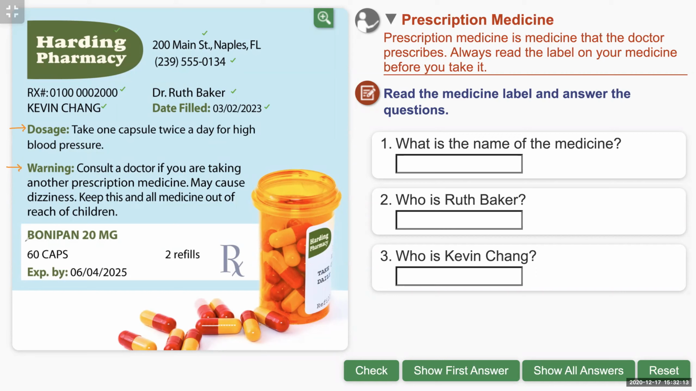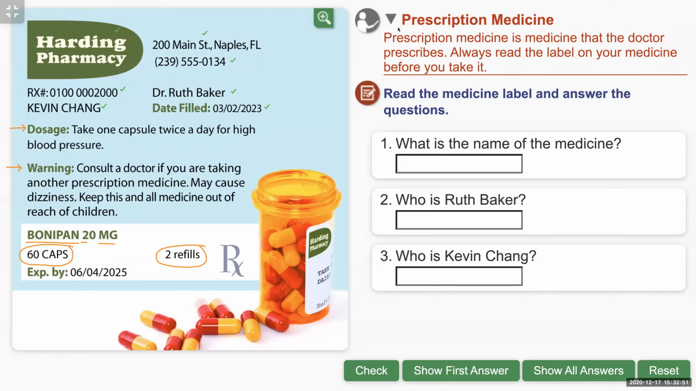Okay, the next piece of information we have is this, the name of the medicine. The medication is called Bonapin. Okay, it's 20 milligrams. We have 60 capsules. It expires on June 4th, 2025. And we have 2 refills. So if you need to look at the information again, put pause. When you're ready, put play, and we're going to answer the questions. So let's read what the information tells us.